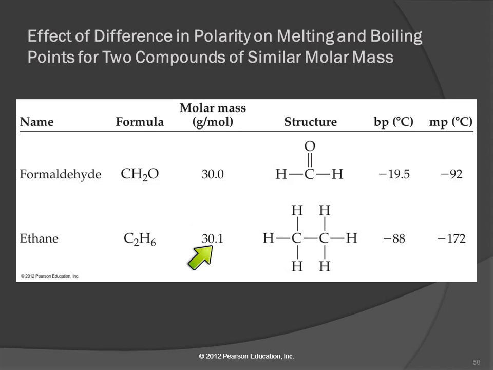Their molar masses are almost identical. Look at their boiling points and melting points. Formaldehyde boils at -19, ethane boils at -88. This boils at a much lower temperature because this only has dispersion forces. This has dispersion forces and dipole-dipole forces, which are stronger. Any questions?